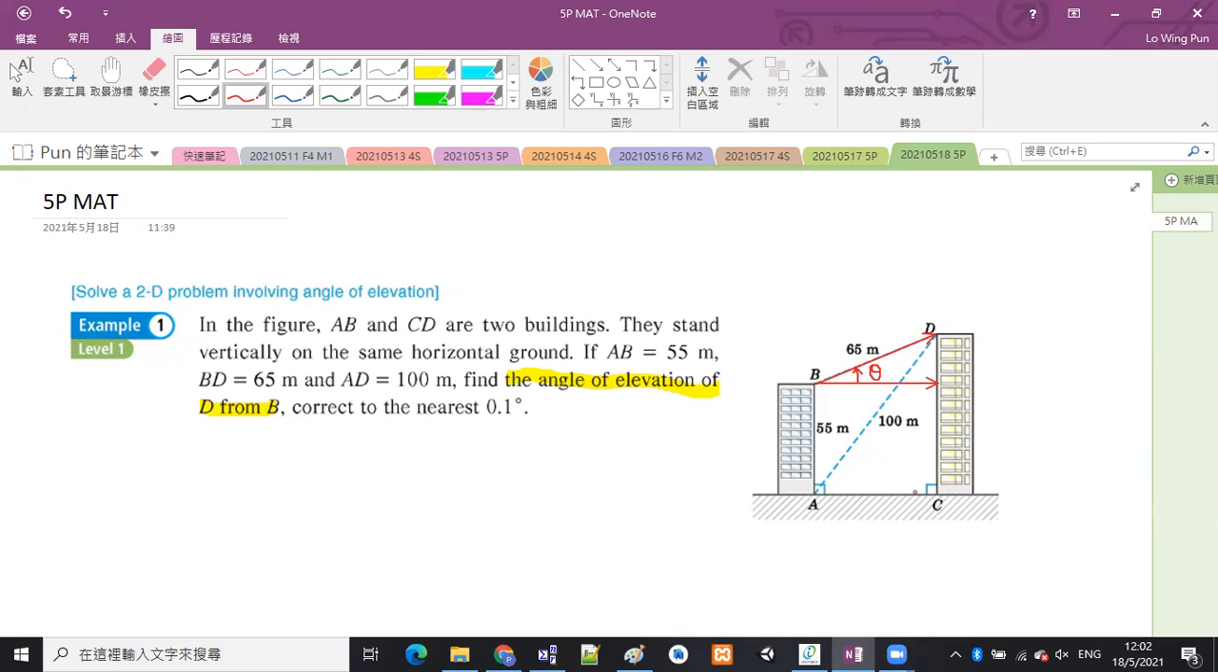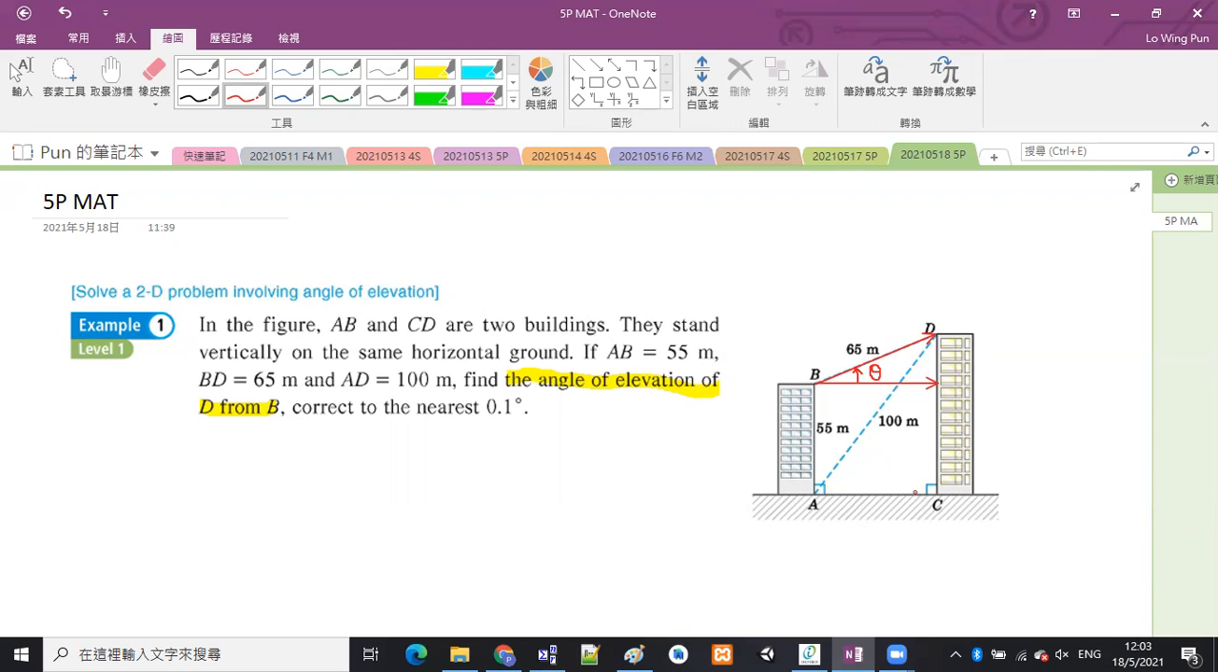So what we need to do is to find this theta. And so I will ask the same question. Which triangle does theta belong to? Theta actually belongs to this triangle EBD. But we do not have so much information about this triangle. But what triangle do we have more information? Is that the triangle ABD? In ABD, we have all the lengths.